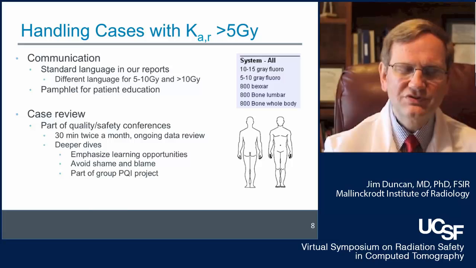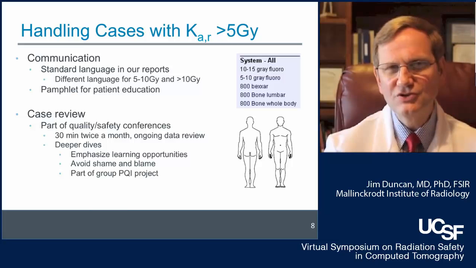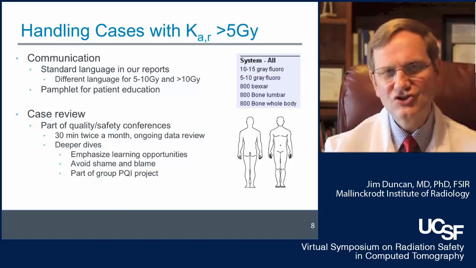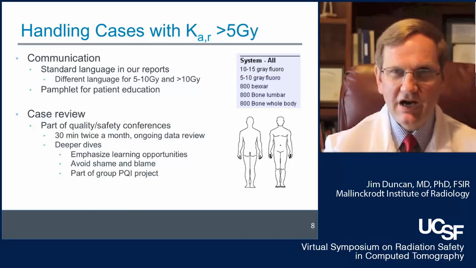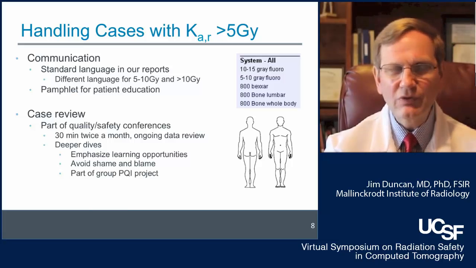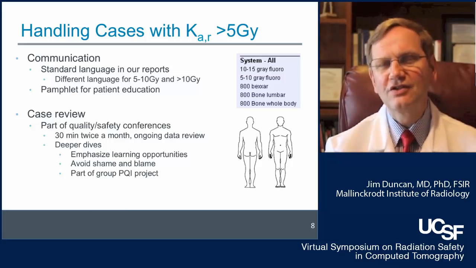We've adopted the approach to try and avoid shame and blame. The primary attribution error, it's well known in the safety literature. When it's my case that goes over 5 gray, that 6 gray case, it was because I was put in an impossible situation. This was the 350-pound TIPS patient. Of course we hit 6 gray.